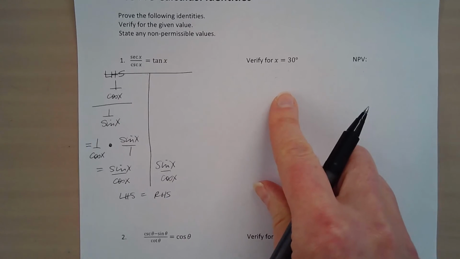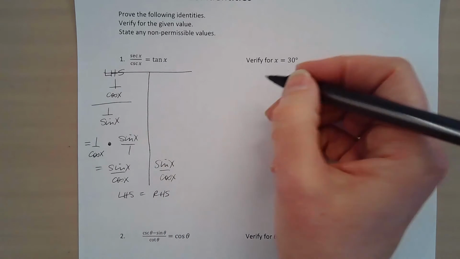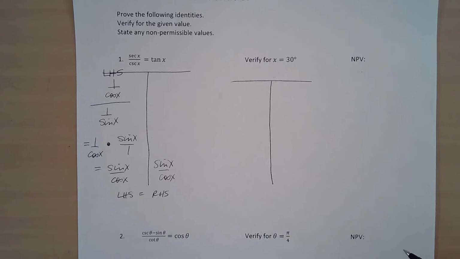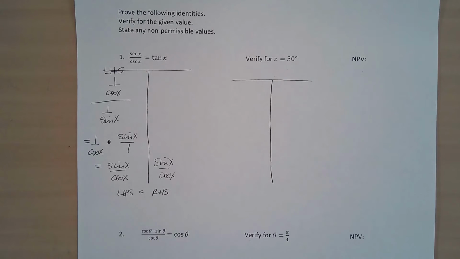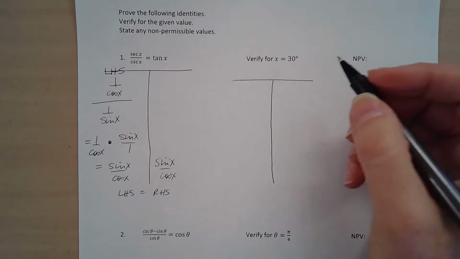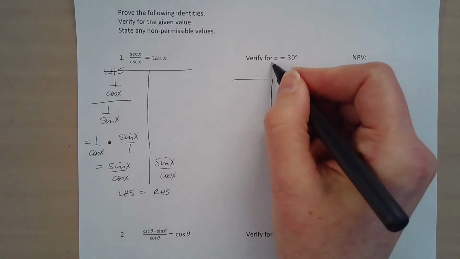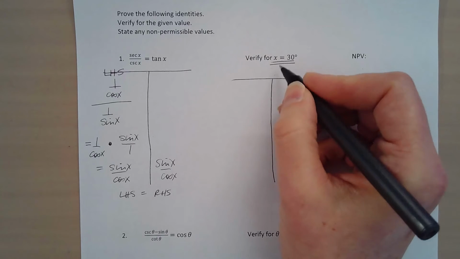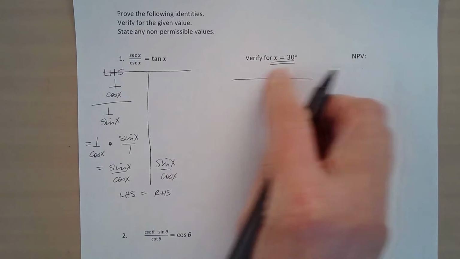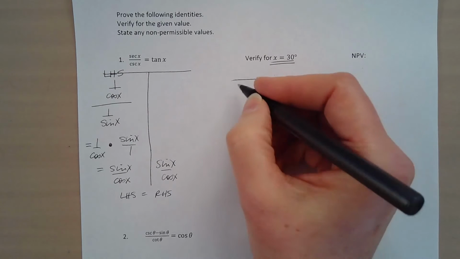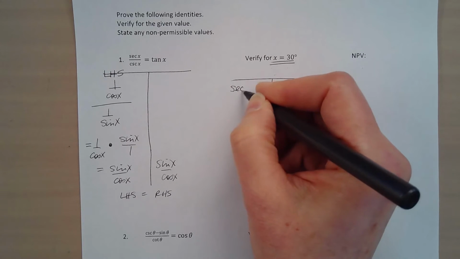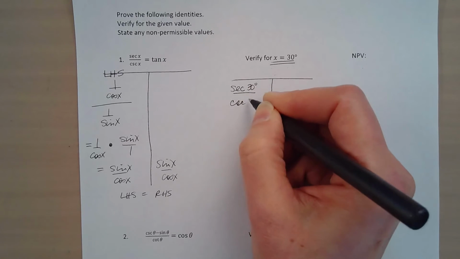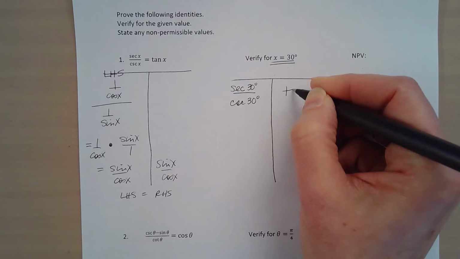Now let's see what the difference between proving and verifying is. To verify means we still use this process. I've always used that T-chart for verifying in the past as well when we're checking our answers, so I'll do the same thing. But this time it's a verify for, and they give me actually a solution. They're saying x is 30, so what do we usually do with verification? We substitute the 30 in wherever I see x. So I have to show that secant of 30 degrees divided by cosecant of 30 degrees equals tan of 30 degrees.